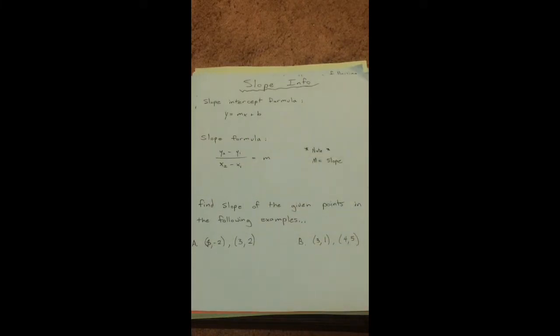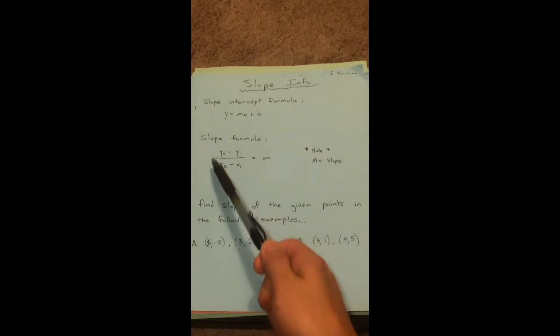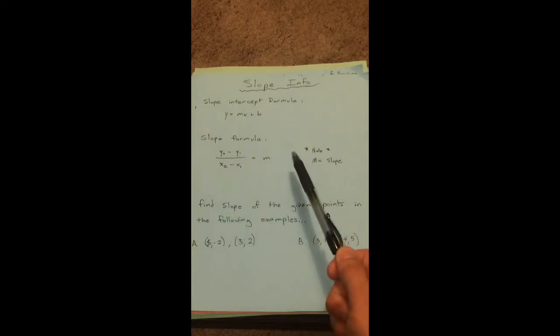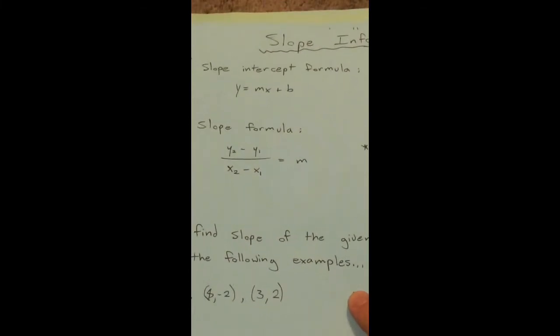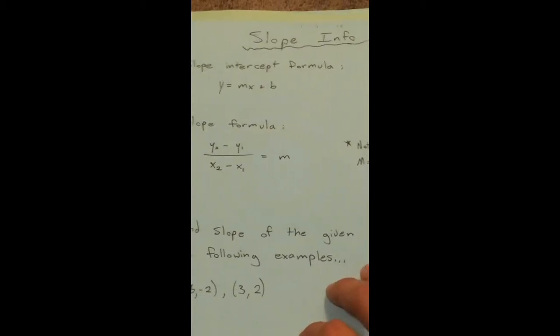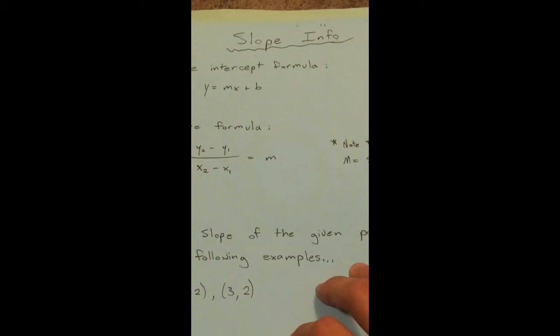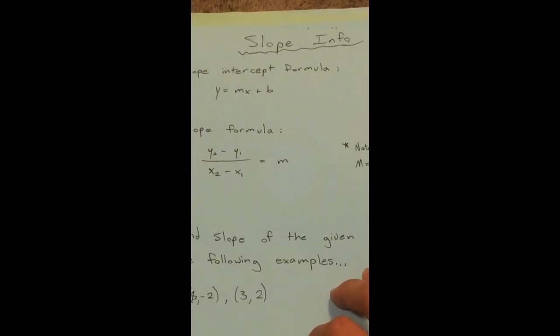Okay, so this is actually the slope formula, this little thing right here. It looks weird, I know you've seen it. Let me zoom in. That right there, y2 minus y1 over x2 minus x1, is what you use to get the slope. That's why it says equals m.